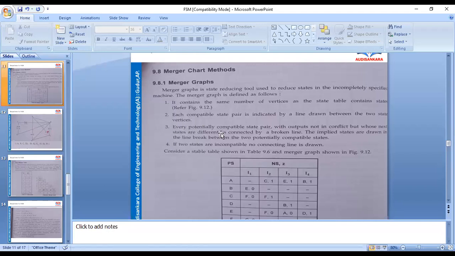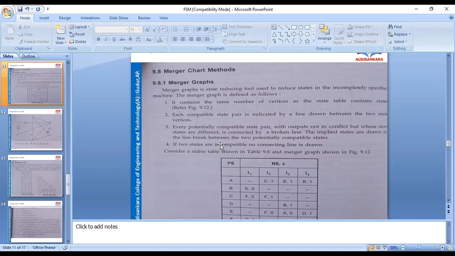Third point: each potentially compatible state pair with outputs not in conflict, but whose next states are different, is connected by a broken line. The implied states are drawn in the line break between the two potentially compatible states.